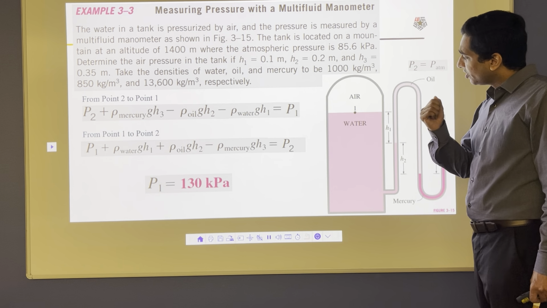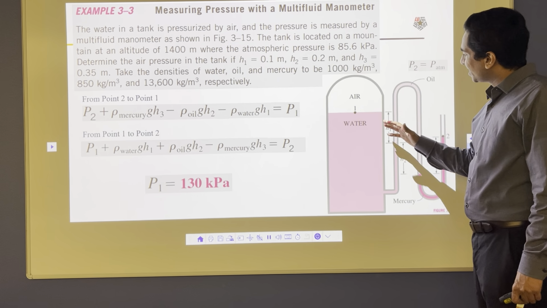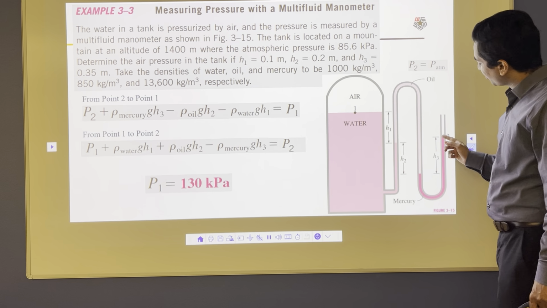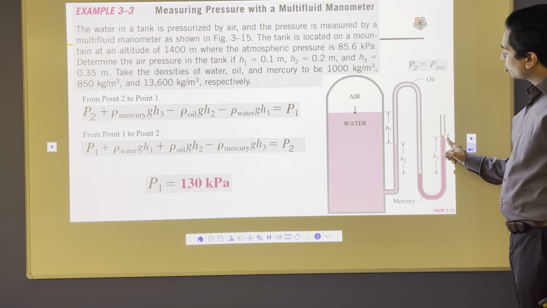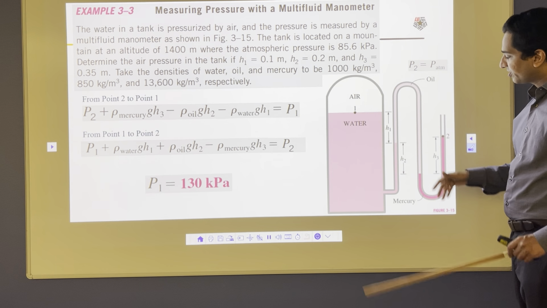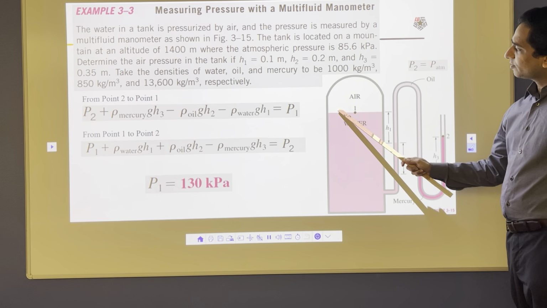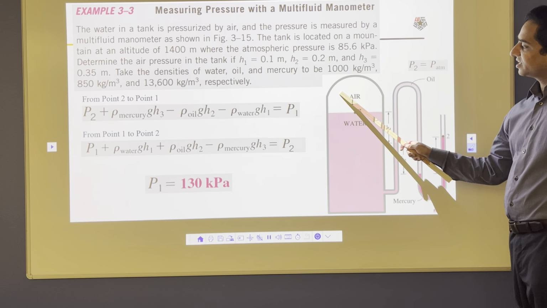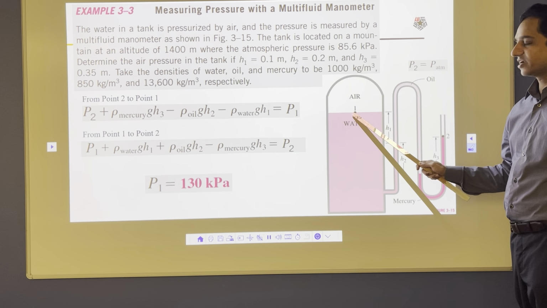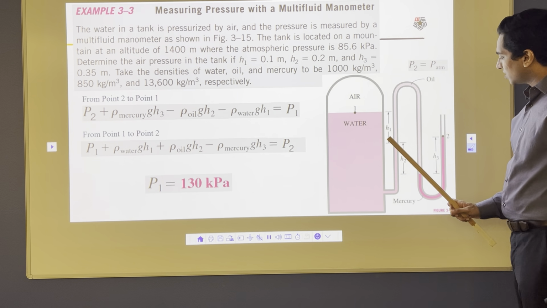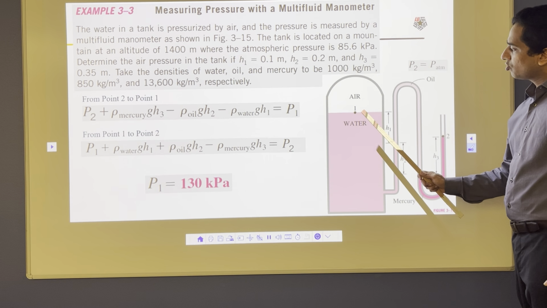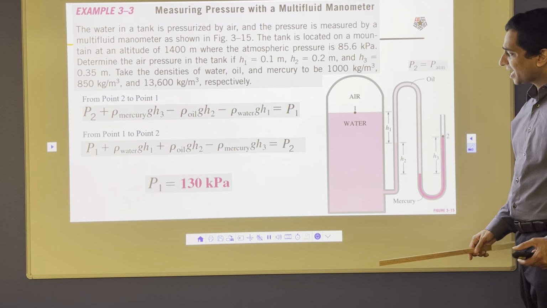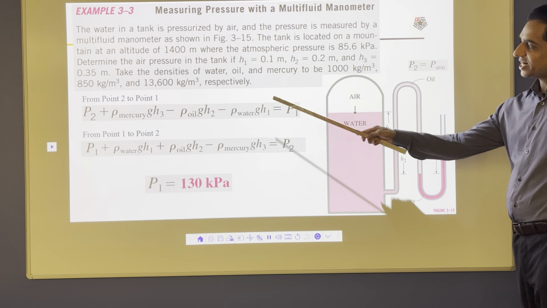So what you have to do for this kind of problem, let's say for this problem, is that the pressure at point 2 is given, it's atmospheric pressure. So we know the pressure at point 2. We want to find out the pressure at point 1. It is a closed tank, and we want to know what the pressure is here at point 1. So for this kind of problem, we pick a side. We either go from 1 to 2 or 2 to 1. And then we try to create the equation like this.